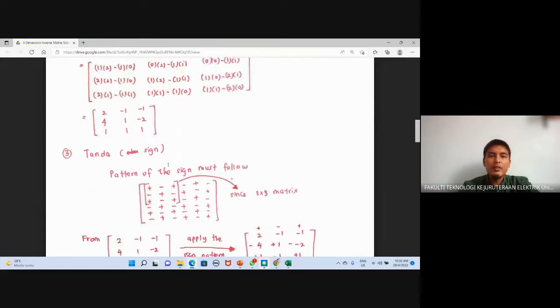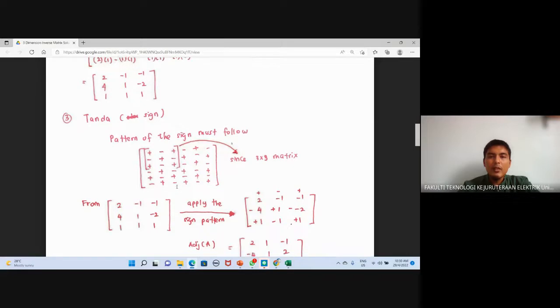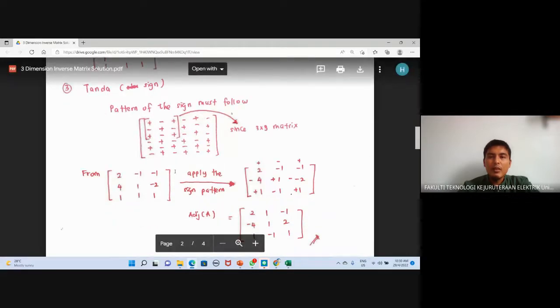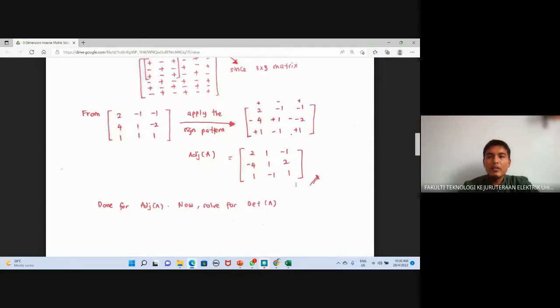And then after that, you need to put the sign because this is a 3 by 3 matrix. You need to follow this area pattern. After that, you just take these values and apply the signs. This is your adjoint of A.